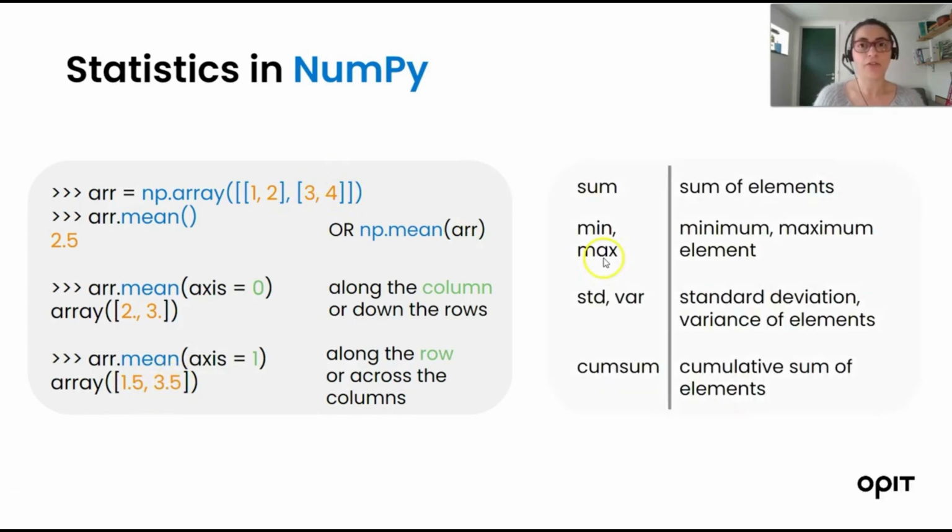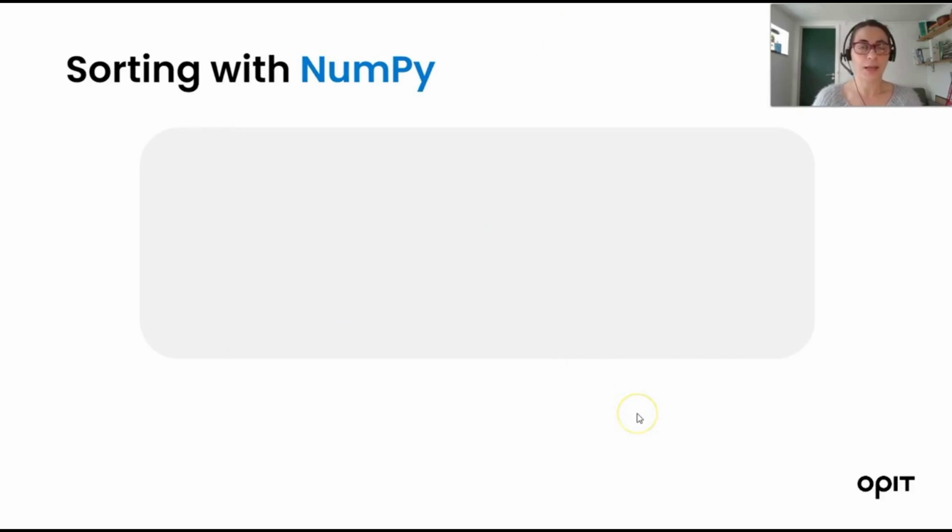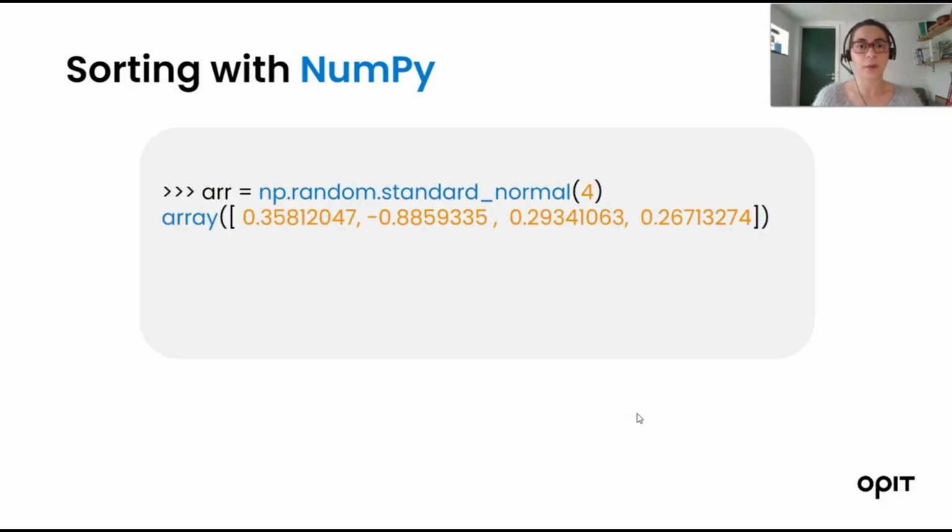There are many other functions in NumPy for doing simple statistics, such as computing the sum of the elements, the standard deviation, the variance, or the cumulative sum of the elements in an array. You can explore the full toolbox in your textbooks or the NumPy documentation online. Another useful thing to do when working with a collection of elements is to sort the elements. We have seen how to do this when we work with lists. Let's see how to do it when we work with NumPy arrays.